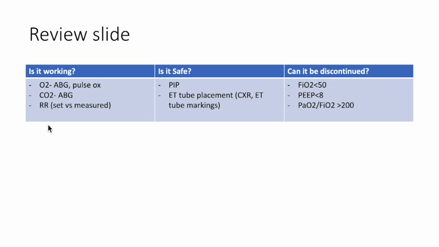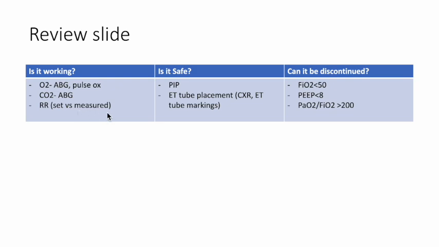So is it working? For "is it working," look at the ABG from overnight and make sure that they're oxygenating appropriately and that their CO2 is within normal limits. And then as you're rounding on the patient, check their pulse oximeter, make sure that their oxygen saturation is above 90 but below 100. And then look at the respiratory rate. Look at their set respiratory rate versus their measured respiratory rate. Make sure they're not over-breathing the vent.